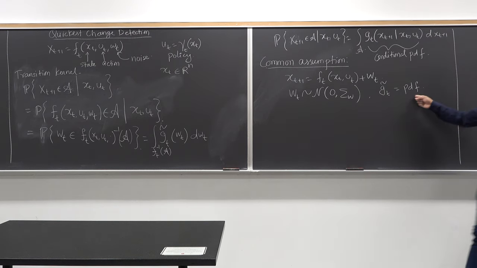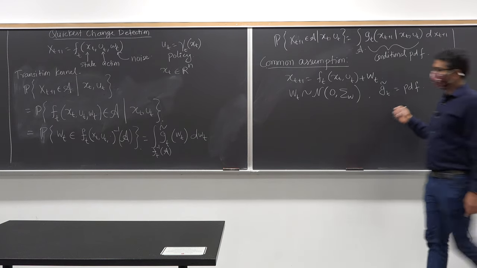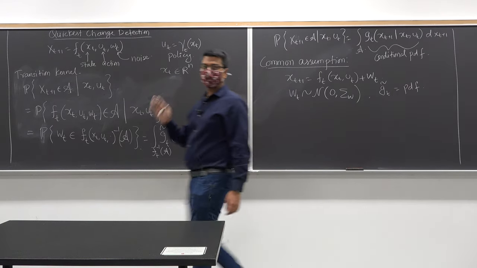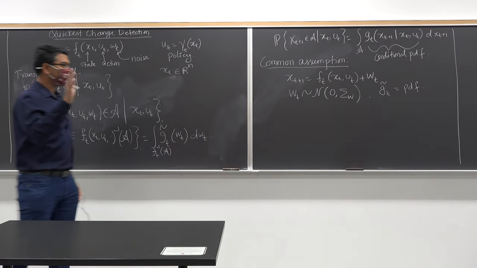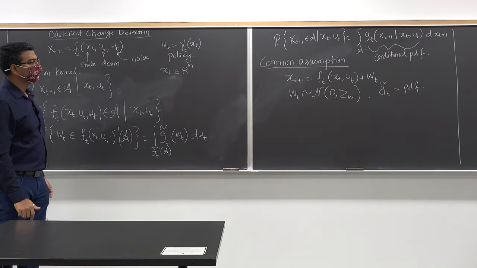Everyone remembers what the PDF of a zero mean Gaussian random vector is? It was given in one of the previous classes. 1 over square root of 2 pi determinant of sigma W, blah, blah, blah. There's a long expression.